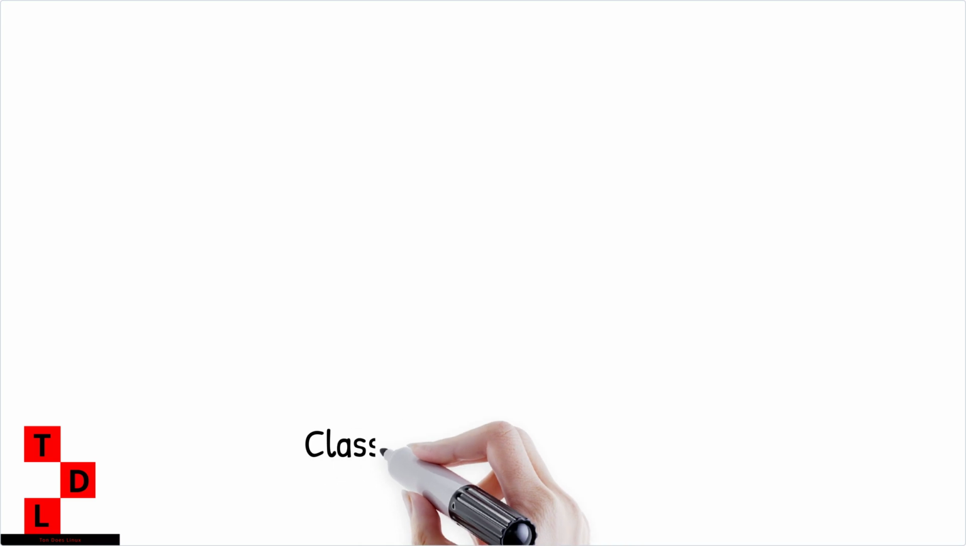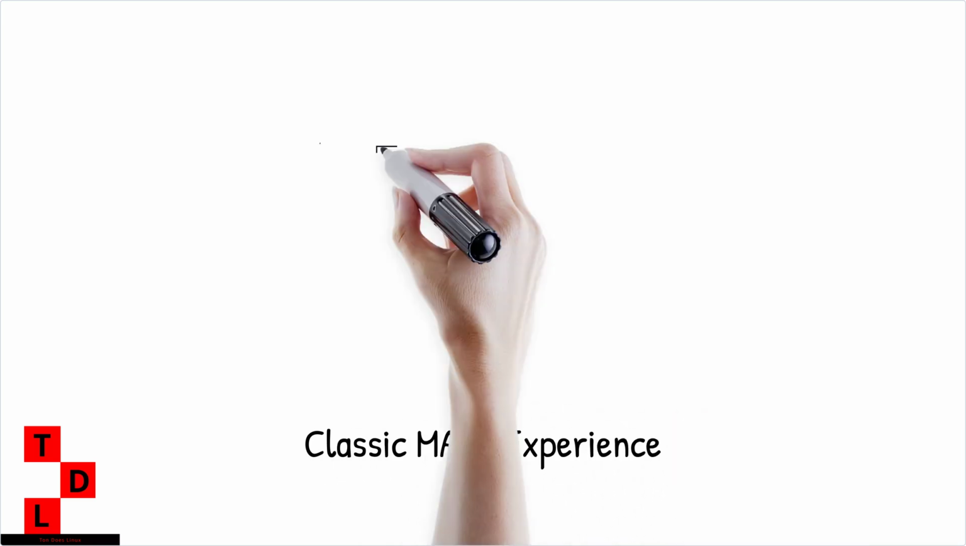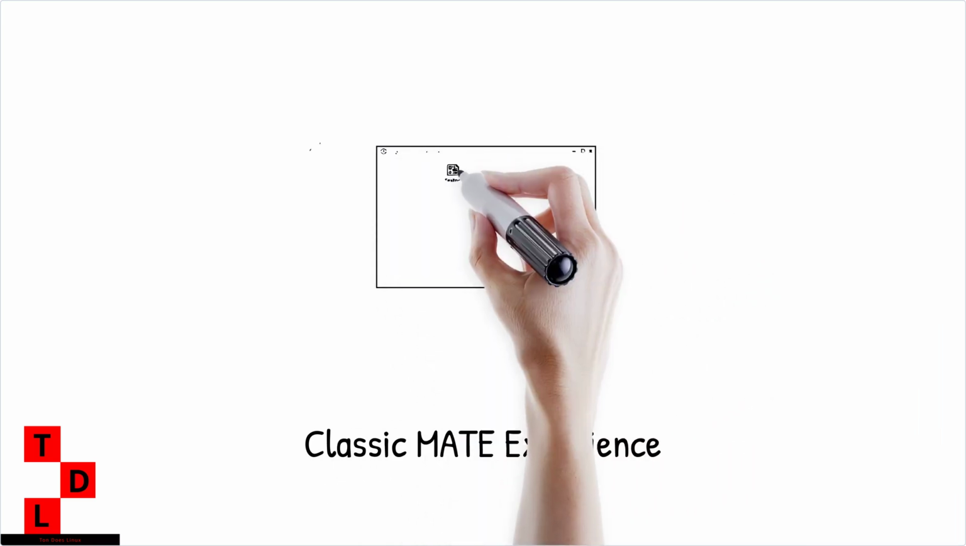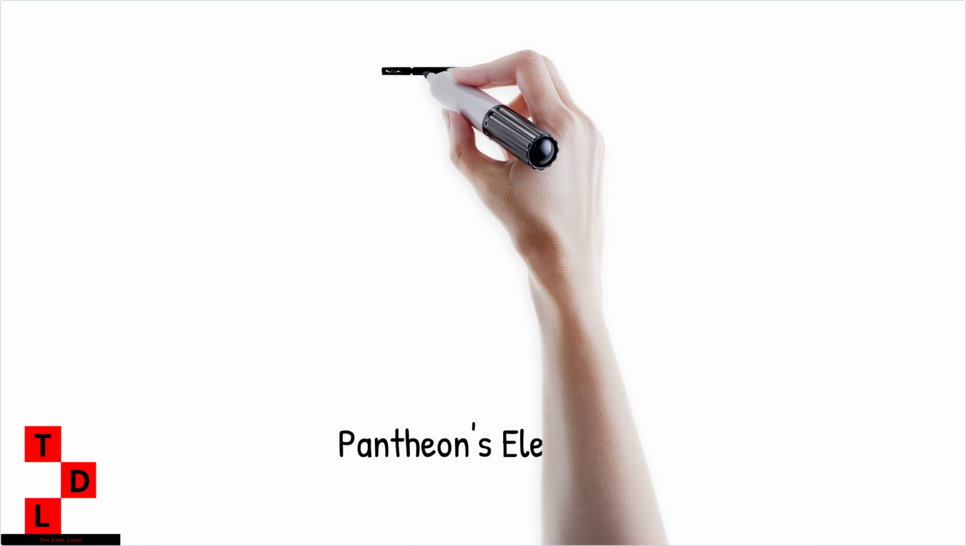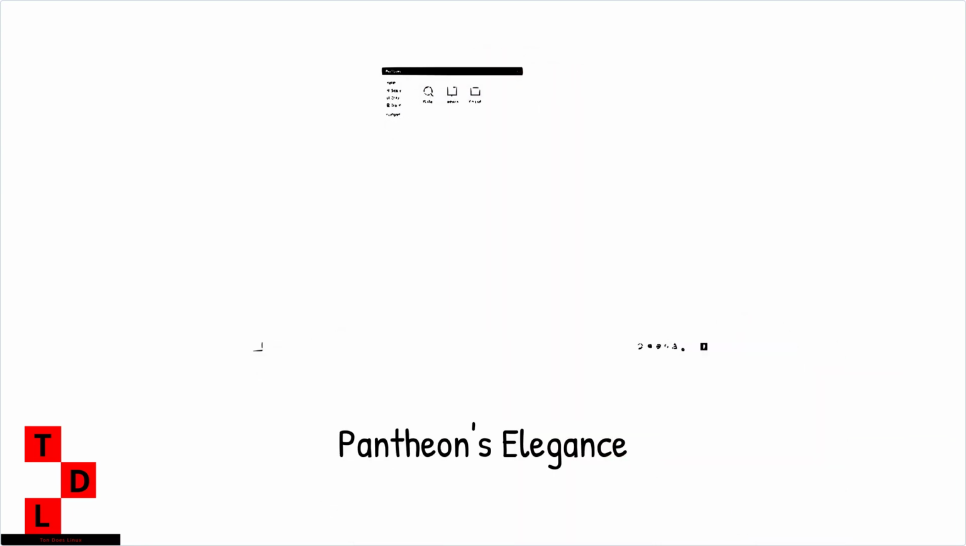Mate, at number 5, is a fork of the old GNOME 2. It maintains that classic desktop experience while incorporating modern efficiencies. Coming in 6th is Pantheon, the default environment for elementary OS, offering a beautiful and carefully curated experience.